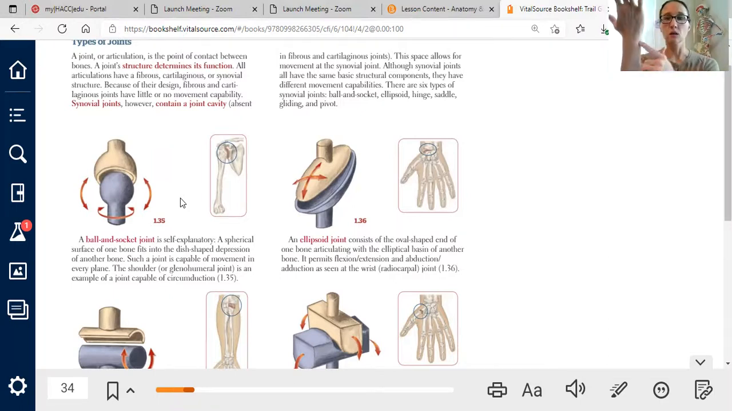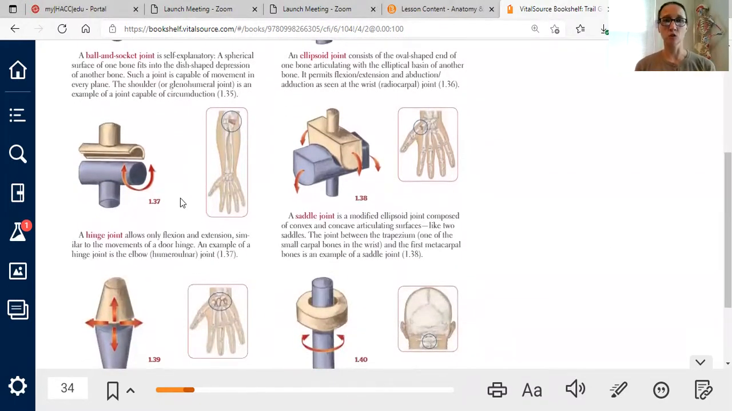This is technically called the radiocarpal joint. Okay, radiocarpal joint. We're going to start using the technical terms for these joints. The shoulder is the glenohumeral joint. I forgot to mention that.